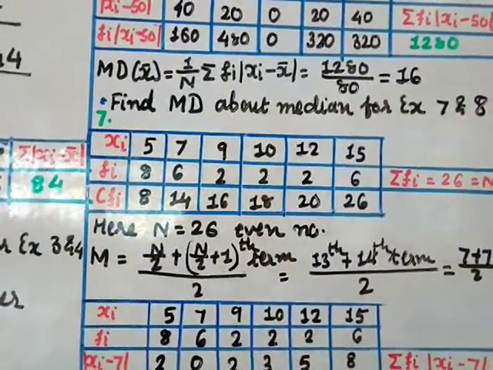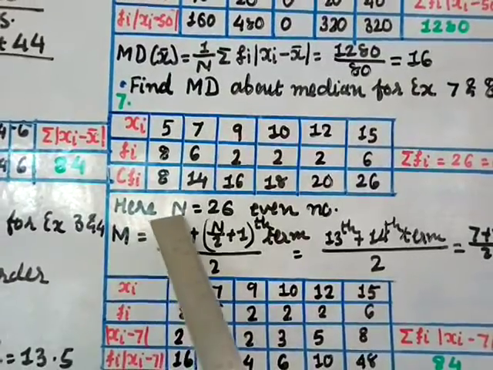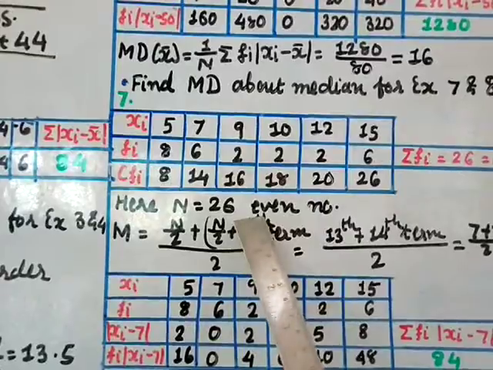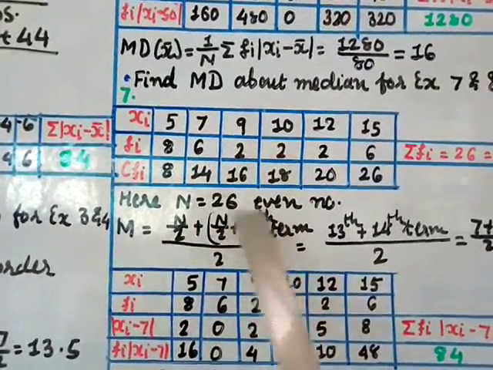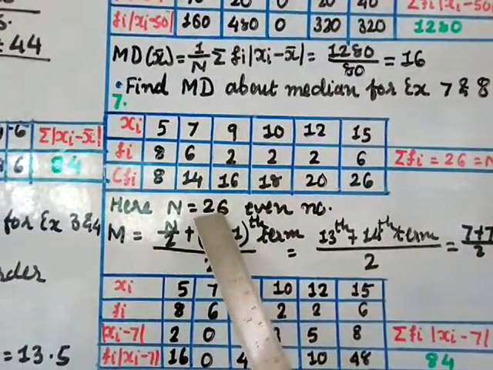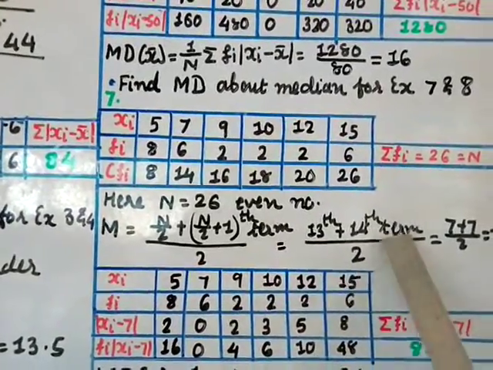Now this is an even number, so how to find the median? For the median, M equals the n by 2 th term plus the n by 2 plus 1 th term, and there you have to take their mean, the average of that. So n is 26, so 26 by 2 means 13. So the 13th plus 14th term, divided by 2.